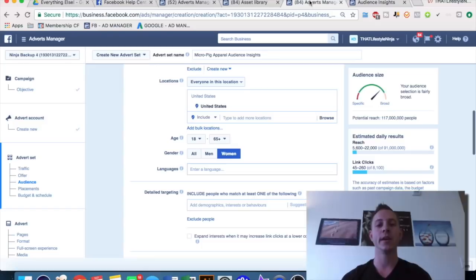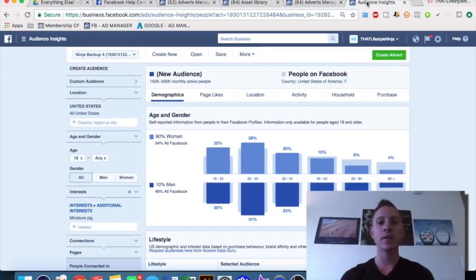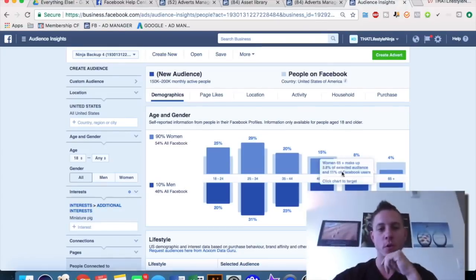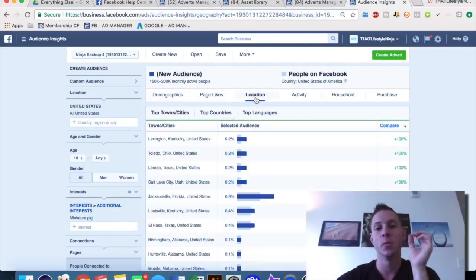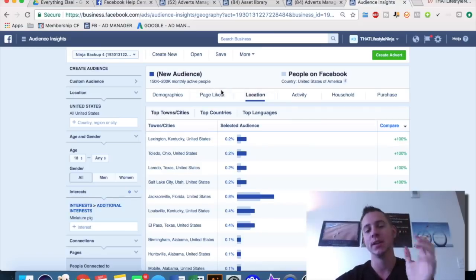Because why would we target an interest by showing it to 50% men and 50% women, when we can see very clearly here that 90% of people interested in miniature pigs are, in fact, women? So once you know that they're all women, there's a couple more things that we can take a look at. Don't get overwhelmed here, because not all of this is as important as one thing. So I'm skipping page likes because it is the most important.